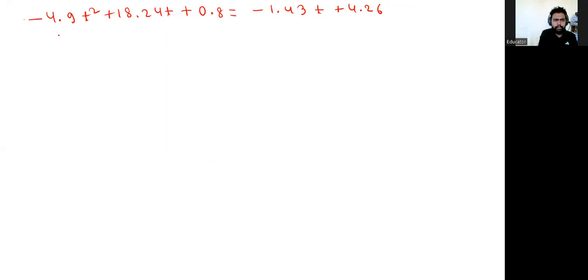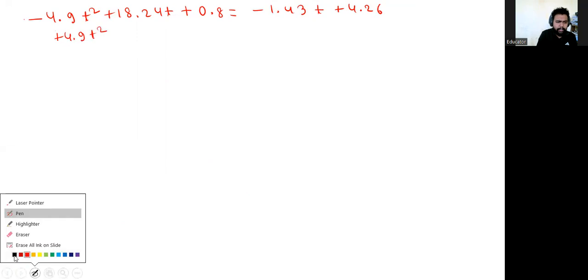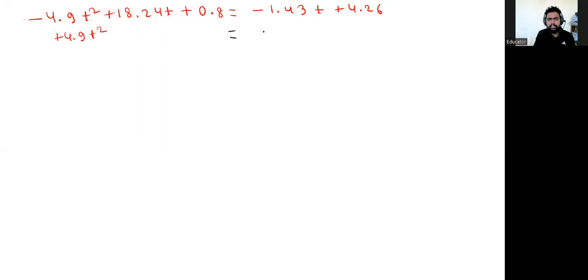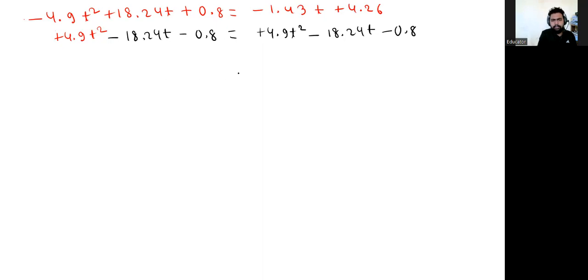So I'm going to add here 4.9 t square so that it should be moved to the other side. So I'm going to add at both the sides. Okay. So here also I'll add 4.9 t square. Here I will subtract 18.24 t. Here also I need to subtract 18.24 t. And here I need to subtract 0.8. And here also I'm supposed to subtract 0.8 and I'll get equal to 0.